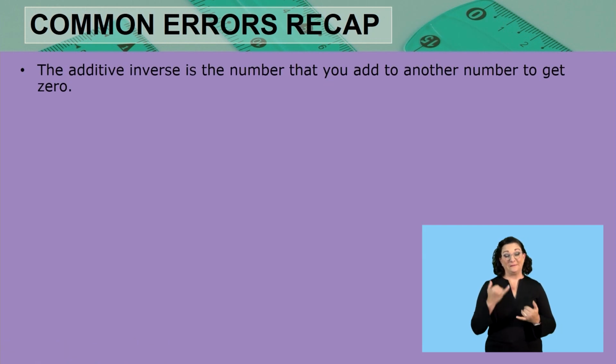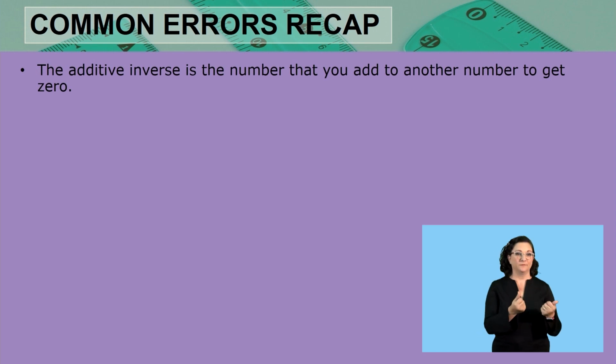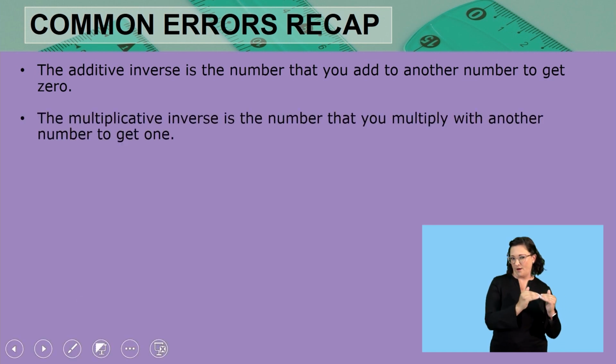So all the common errors, all the things that you should remember or be careful of when you are working with solving equations. Remember that the additive inverse is the number that you add to another number to get 0. And remember how we use that additive inverse to solve for our equations? The multiplicative inverse is the number that you multiply with another number to get 1.